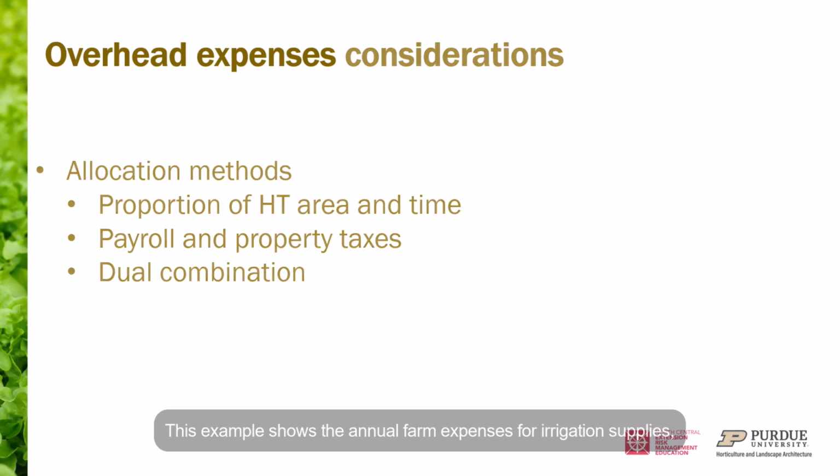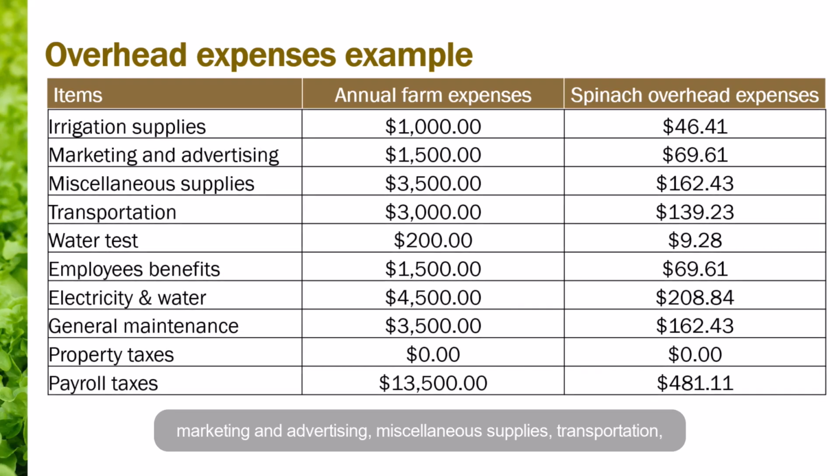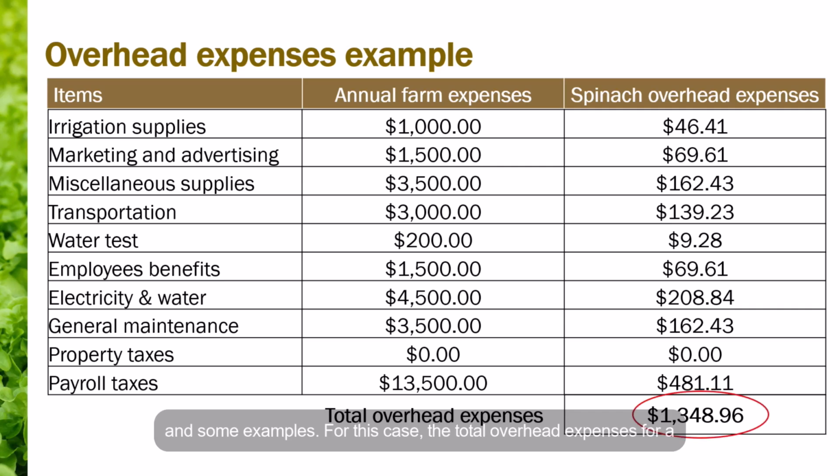This example shows the annual farm expenses for irrigation supplies, marketing and advertising, miscellaneous supplies, transportation, water tests, employee benefits, electricity and water, general maintenance to roads. Also, it includes property and payroll taxes. To compute the spinach overhead expenses, we will provide you with the specific formula and some examples. For this case, the total overhead expenses for spinach are $1,348.96.